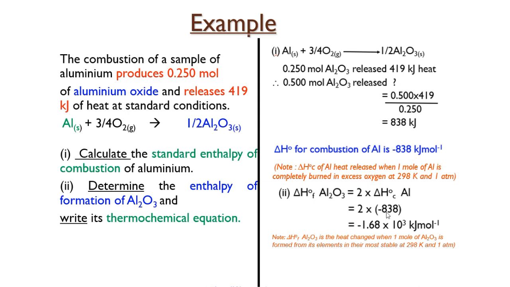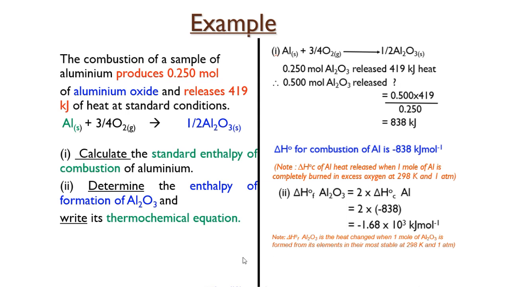2 times negative 838, so you get the answer negative 1.68 times 10 to the power of 3 kilojoule per mole. So enthalpy of formation of aluminium oxide is the heat change when 1 mole of aluminium oxide is formed from its elements. What are the elements? Aluminium, solid, and oxygen gas in their most stable state at 298 Kelvin and 1 atm.